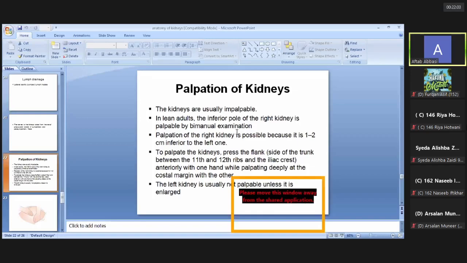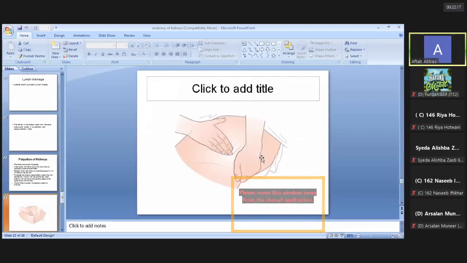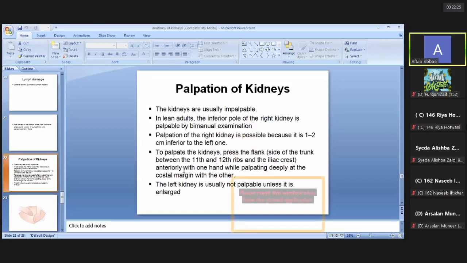Bimanual examination means an examination with 2 hands. The palpation of the right kidney is possible because it lies 1 to 2 centimeters inferior to the left one. To palpate the kidneys, press the flank region or the side of the trunk. See in this figure, at the lumbar region, slightly press with the right hand. And posteriorly, there is a left hand that lies at the level of the iliac crest. The right hand lies at the level of the 11th and 12th ribs.